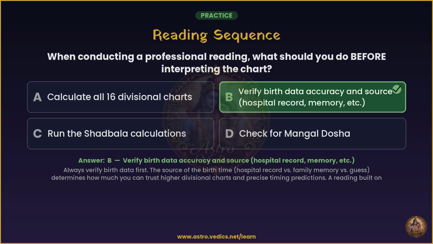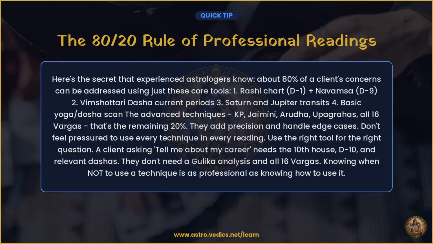The answer is B. Verify birth data accuracy and source, hospital record, memory, etc. Always verify birth data first. The source of the birth time, hospital record versus family memory, determines how much you can trust higher divisional charts and precise timing predictions. A reading built on wrong data is worse than no reading at all. It creates false confidence.